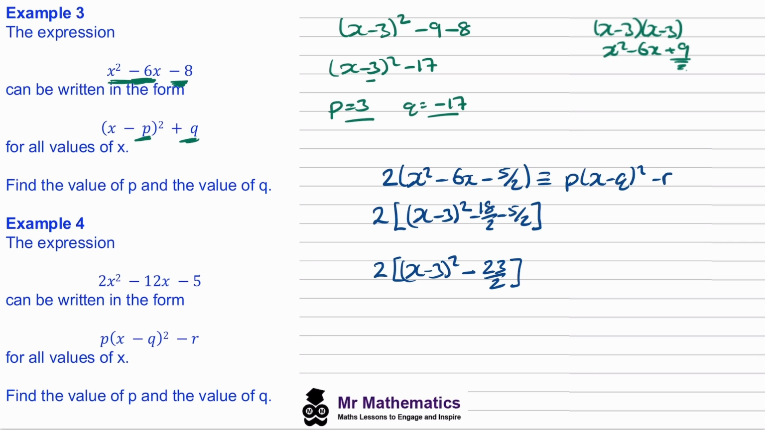And now we can expand out this bracket. So we'll have 2 lots of x minus 3 squared. And when you multiply the 23 over 2 by this 2, the 2's will cancel and you've got negative 23. So we'll match up the terms. P will equal 2, Q will equal 3, and R will equal negative 23.